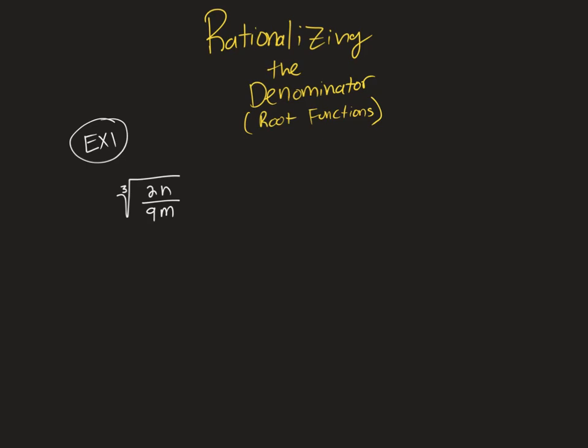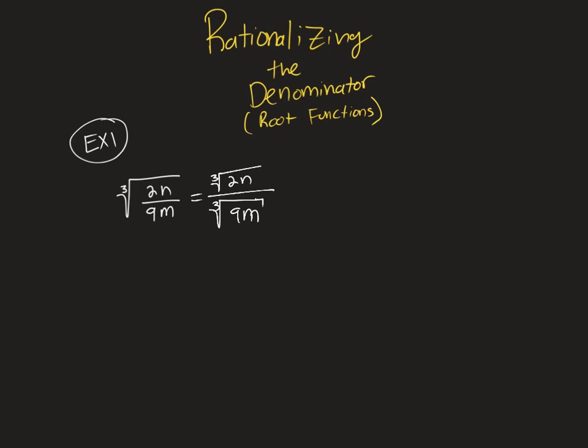So in this, you're asked to rationalize the denominator, but it doesn't look like there's a cube root in the denominator, but I'll show you what that looks like. If you use one of the properties we talked about, this could be rewritten as the cube root of 2n divided by the cube root of 9m, and now we have a cube root in the denominator, but that's problematic.